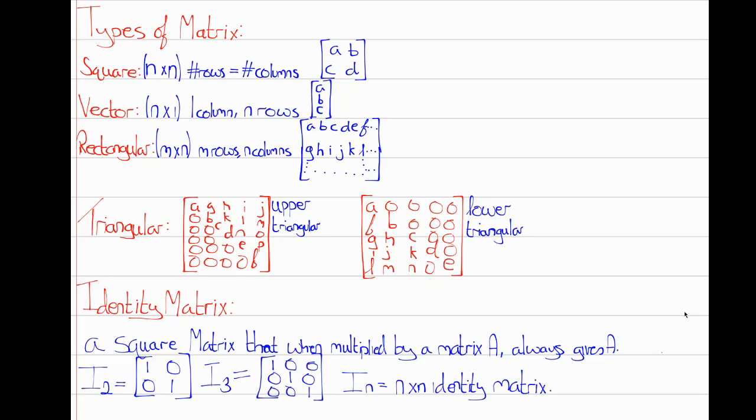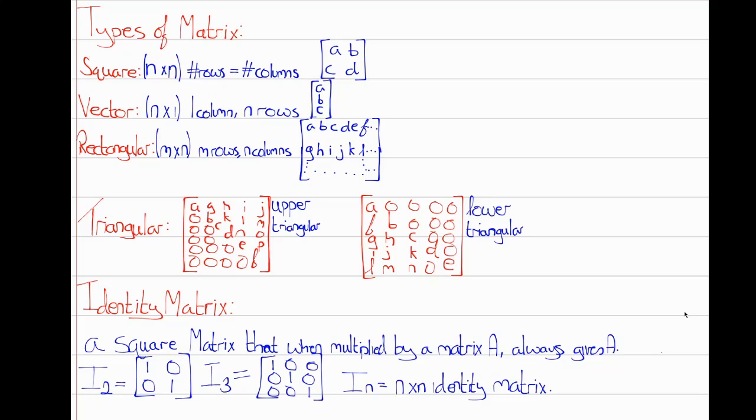So for example, a square matrix is a matrix that has the same number of rows as it does columns. Square matrices are very important in linear algebra. A vector is usually known as an n by 1 matrix in that it only has one column and has n rows. But of course, it can also be denoted as a row and n columns. Rectangular matrices are matrices that have a different number of rows and columns.